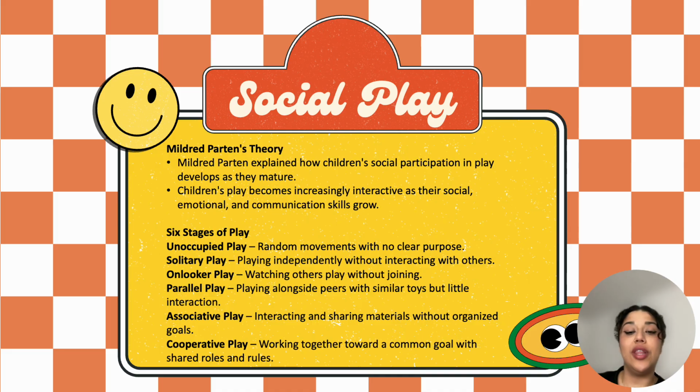Onlooker play, so this is they're more watching others play. They're not really participating in playing, and they don't want to play or participate in that specific play. They're more interested in watching and seeing how it functions and works. Parallel play is when they play next to someone else as well, but they're not interacting. They could be using the same materials, but they're not interacting. Or they could be doing 2 separate activities, but they're just sitting either across from each other or in the same proximity, but they're not interacting.